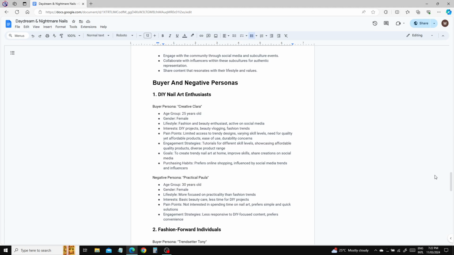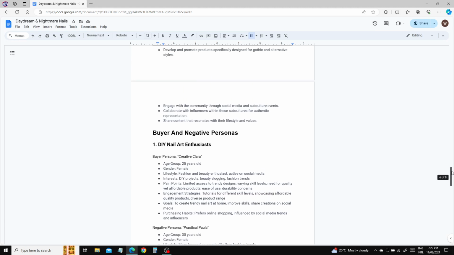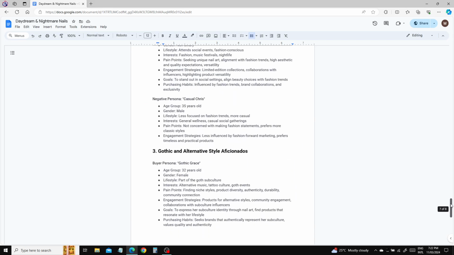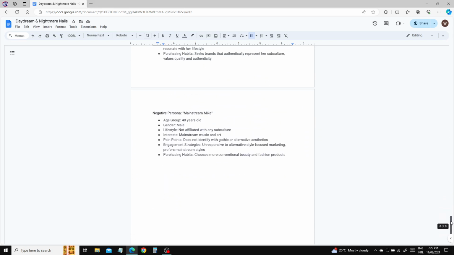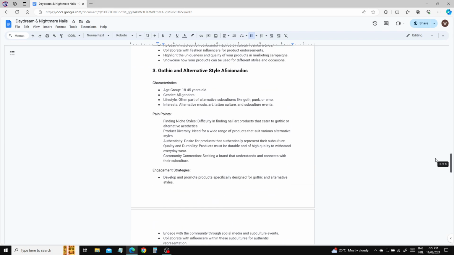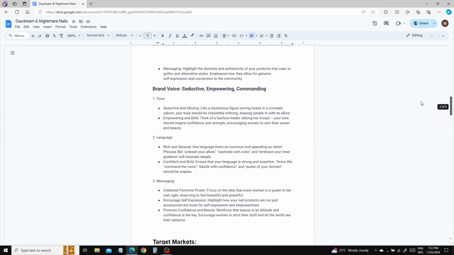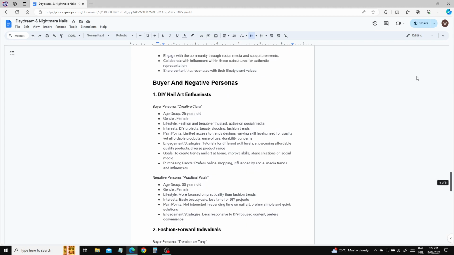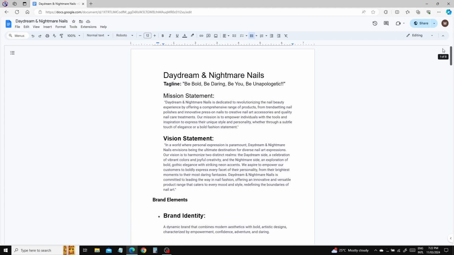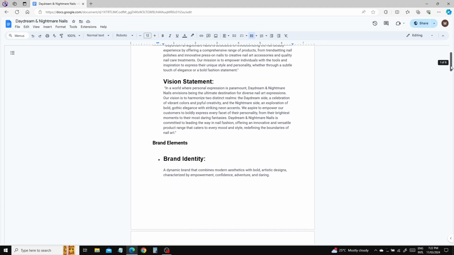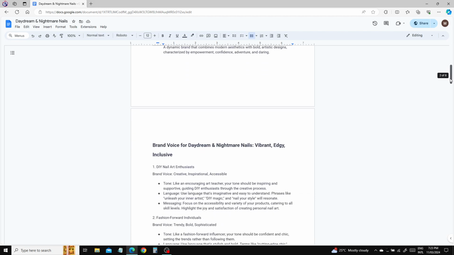So build yourself a brand Bible, folks. And this is the kind of information that you want to have. And it's like maybe 4 or 5 pages, something like that. It's not a full-on business plan. This is the backbone of your entire brand. And it always starts with the brand name, a tagline, mission statement, vision statement, your brand identity. Just kind of gives you a real quick rundown of what your brand is, what you want your brand to be all about. The brand voice.